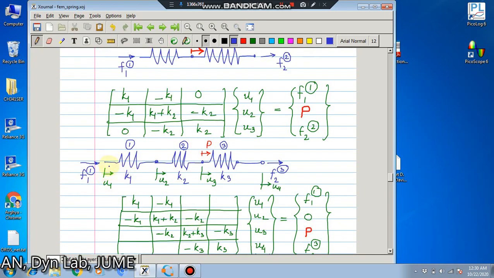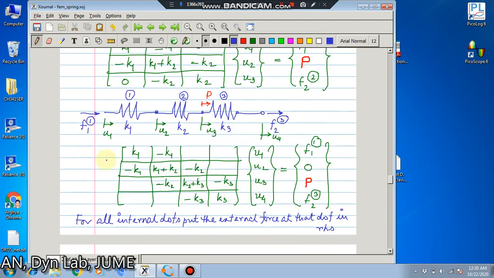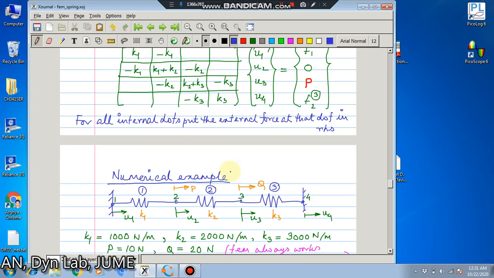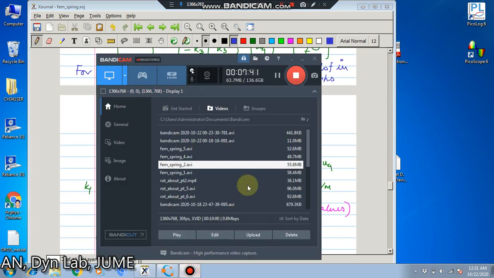And here we have shown 3 elements, they are connected. Here F1 of 1, that is force at the first degree of freedom of element 1, and the force at the second degree of freedom of element 3. They are actually the reaction force coming on the system. And here, since at the degree of freedom 2 there is no external force, so we put 0 here, and here you have an external force of P, we put P here. The numerical example will be considered in the next video.